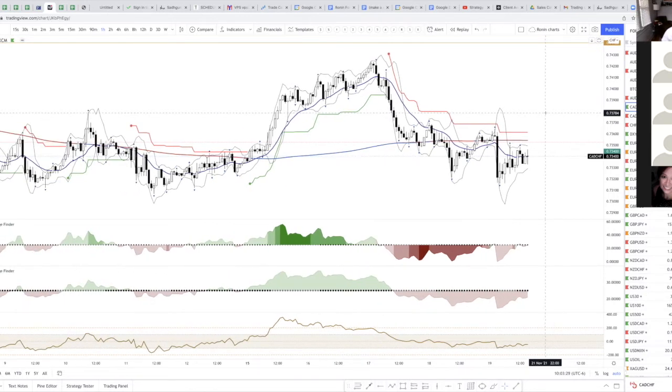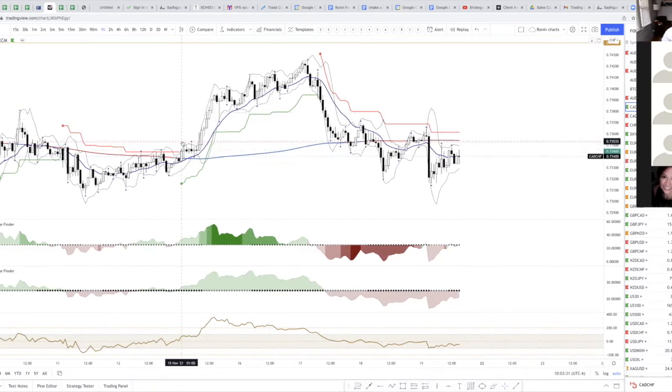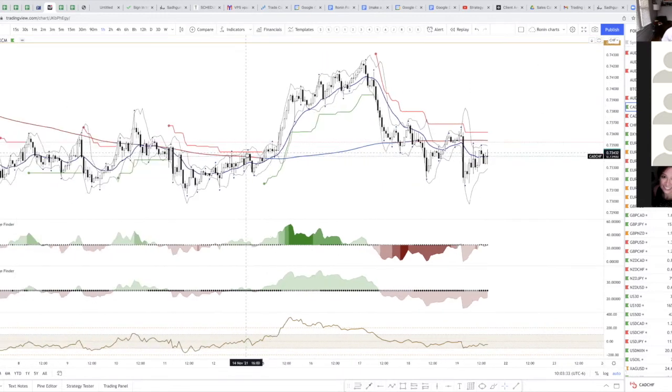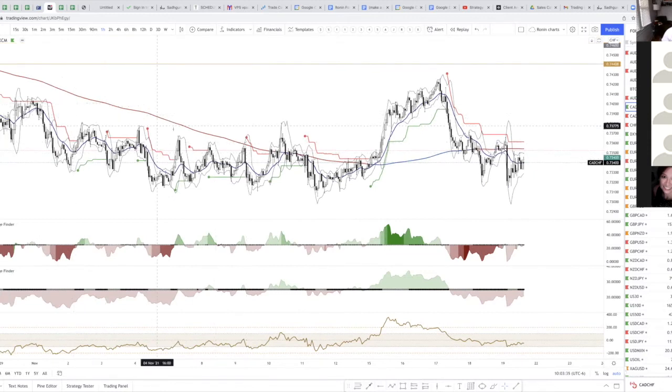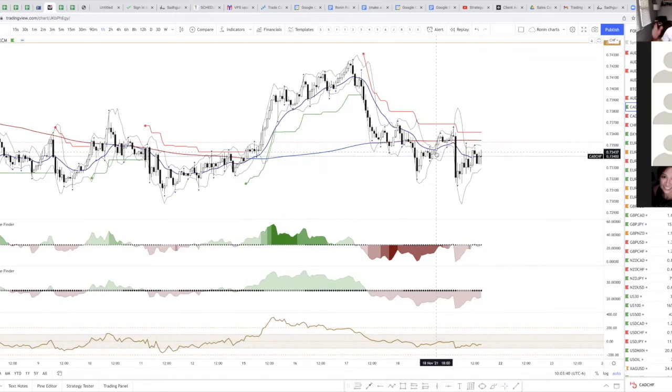I think it's in a range bound, because look at the 200 SMA. All of these Swiss pairs, I think, are about to reverse, and Swiss is about to see some serious weakness. So that's one I would just leave alone.